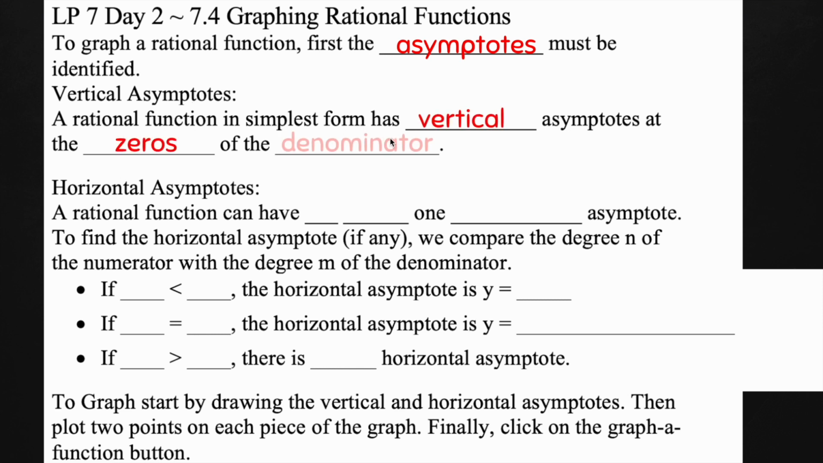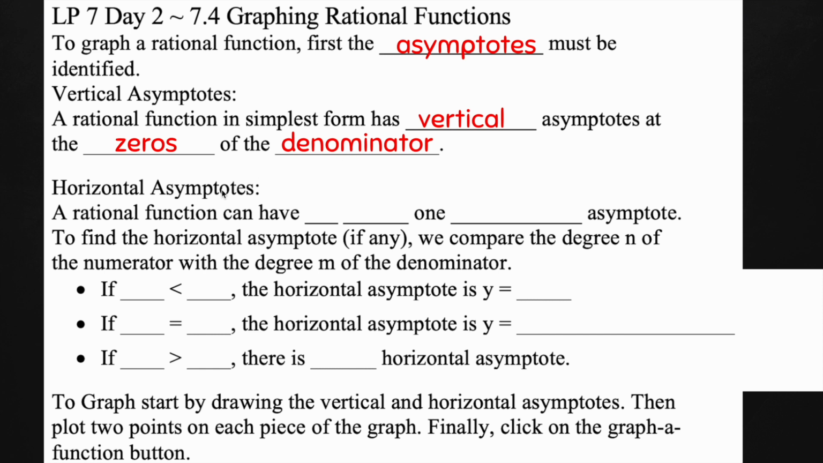A rational function in simplest form has a vertical asymptote at the zeros of the denominator. Remember, we can't make the denominator 0 because it's undefined when we divide by 0. So that's why we have this kind of limit line at the zeros of the denominator.